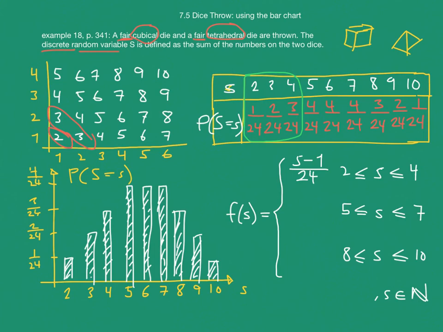Now, for the midsection, we can see that the function value doesn't change. And what type of function do you know where you have function values that are constant? Well, these are linear functions where you have a horizontal line. So no matter what happens to the variable, the function value stays the same. So this has to be a constant number, and that number is 4 divided by 24.